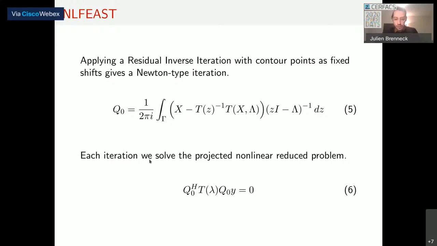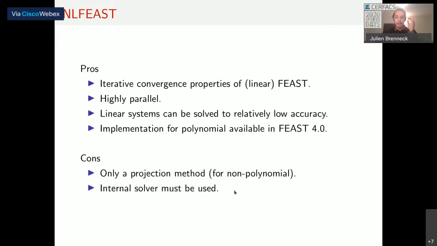And this forms this projection matrix, which is very similar to, of course, linear FEAST, hence the name. But at each iteration, we form this reduced projected problem, and we solve this. So it's much smaller, but it's still just a new nonlinear eigenvalue problem that we have to solve. And there's no proof of convergence yet. It seems difficult to do, and there's not really a clear way to do it.